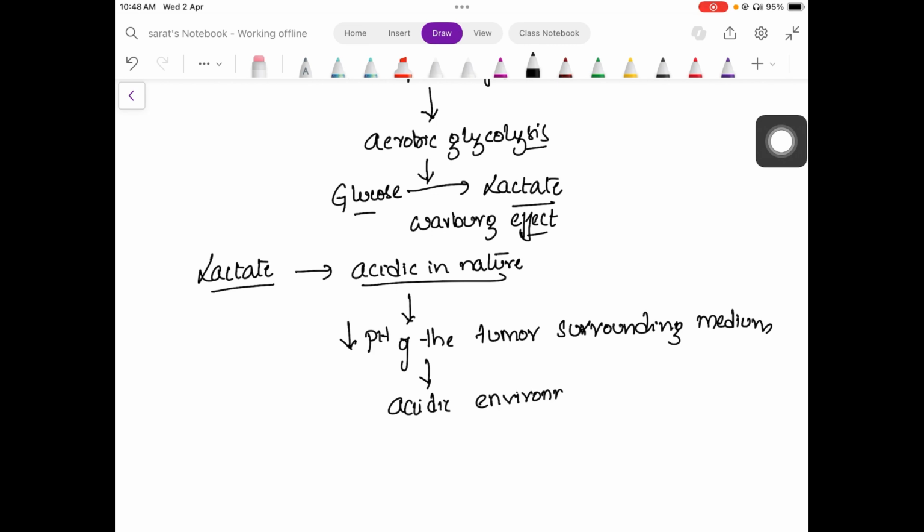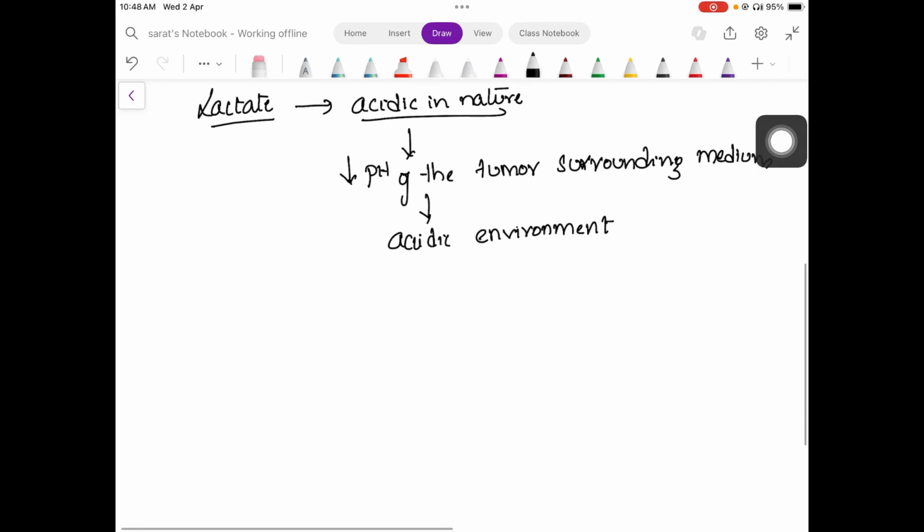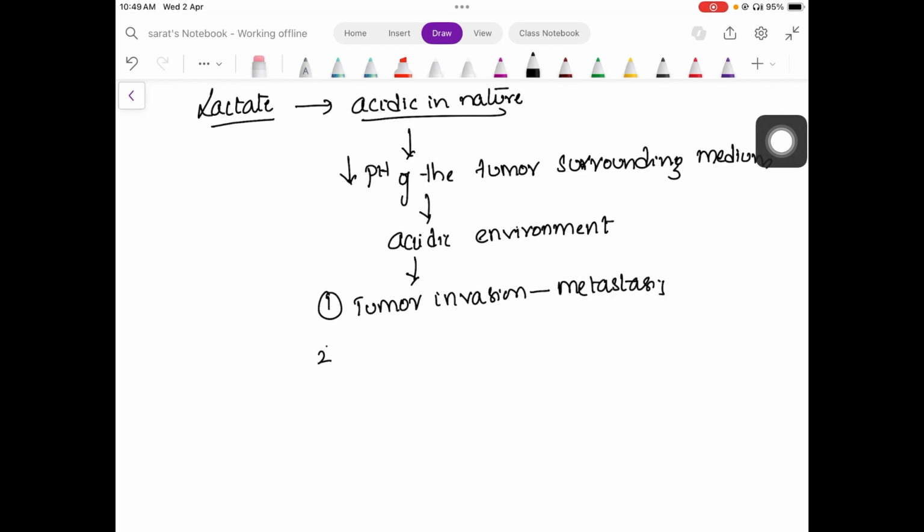Why is this acidic environment important for tumor cells? Because this acidic environment will cause tumor invasion. That means metastasis can occur, and they will inhibit the immune system. When the immune system is inhibited, then it can't fight the cancer cells or kill the cancer cells. So the tumor can grow rapidly.